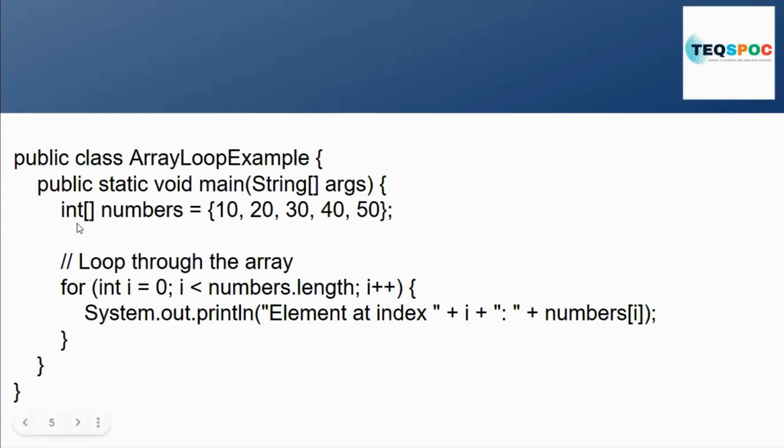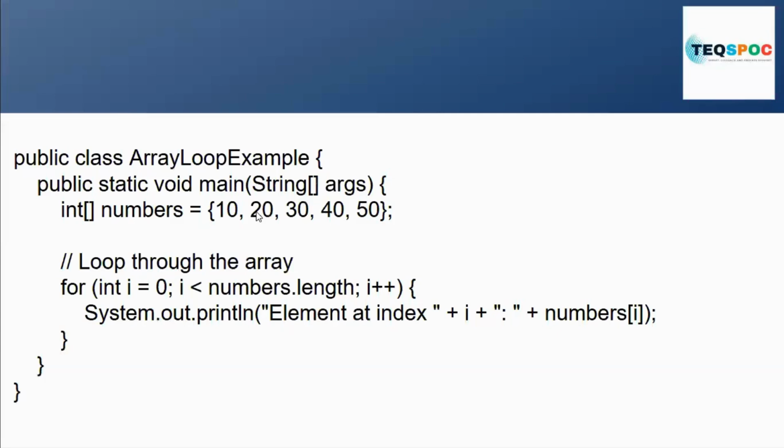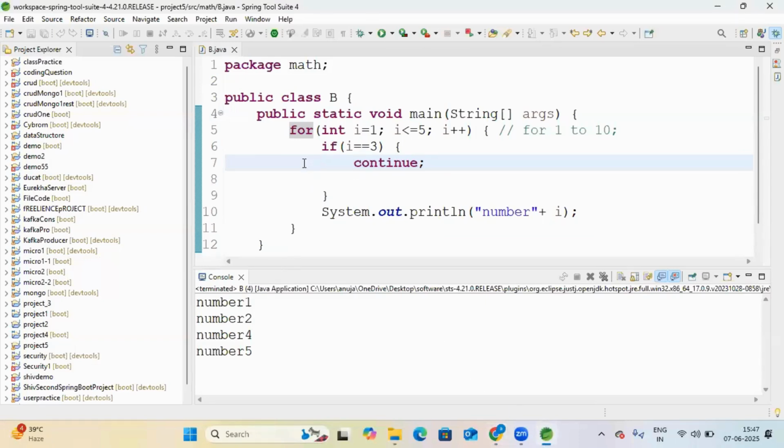So in this way, we are creating an array, and we put the values inside an array. That is why it is written as a fixed size container, because we are giving the size of the container. Okay, let me show you, and we will use the for loop to loop over the array.